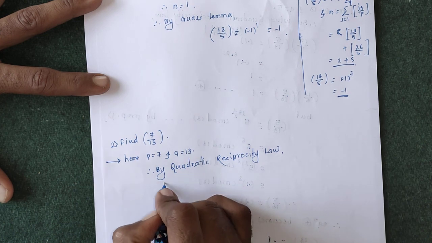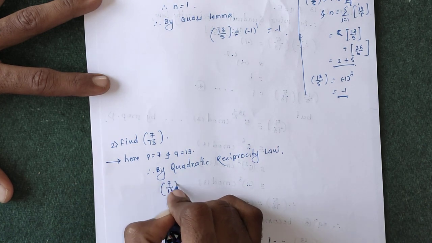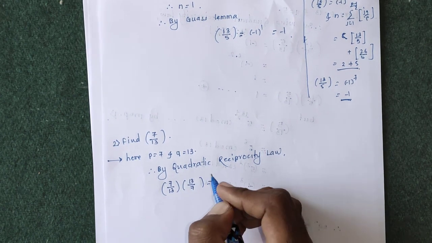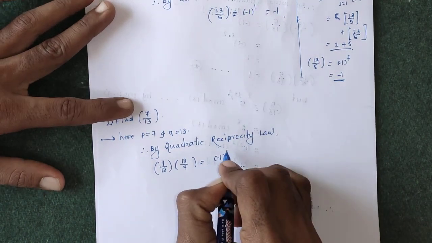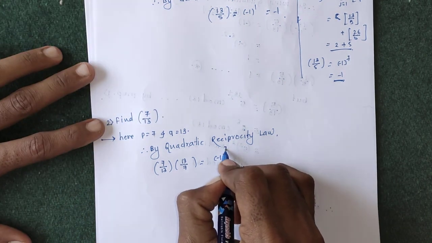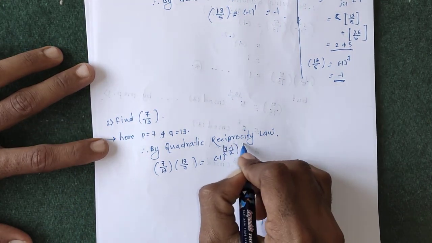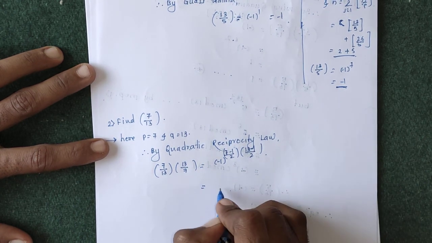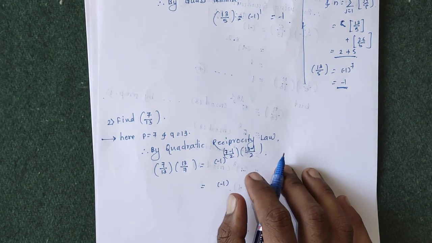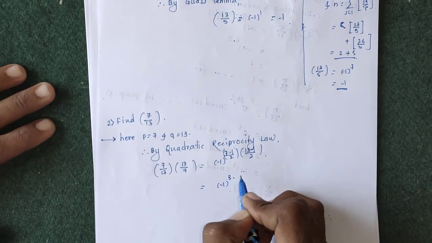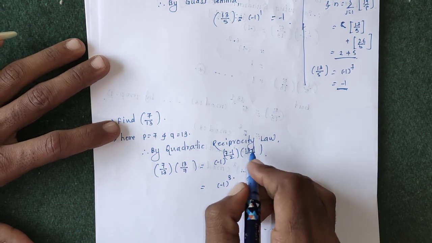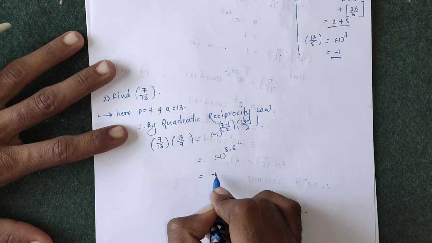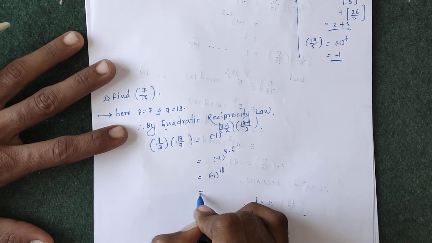we can write the Legendre symbol of 7 and 13 into the Legendre symbol of 13 and 7 is equal to (-1) raised to (p-1)/2, that is (7-1)/2, into (q-1)/2, that is (13-1)/2, which is equal to (-1) raised to 7 minus 1 is 6, 6 by 2 is 3, into 13 minus 1 is 12, 12 by 2 is 6. So, 6 3s are 18, which is equal to (-1) to the power 18, which is equal to plus 1.